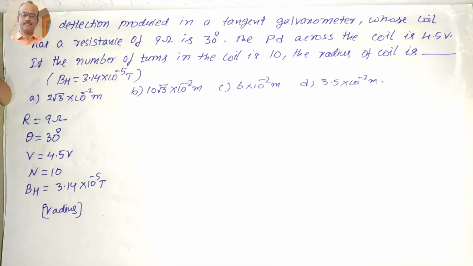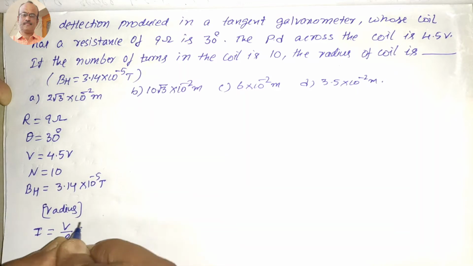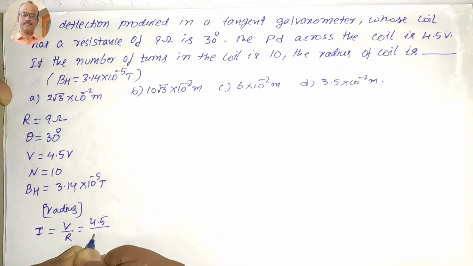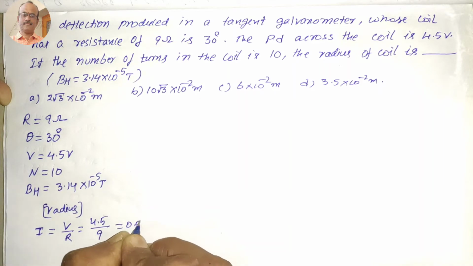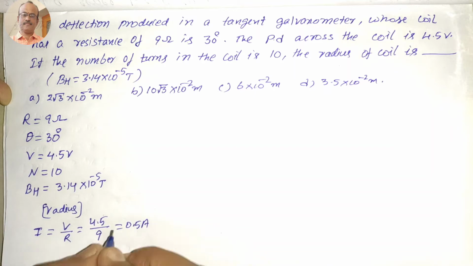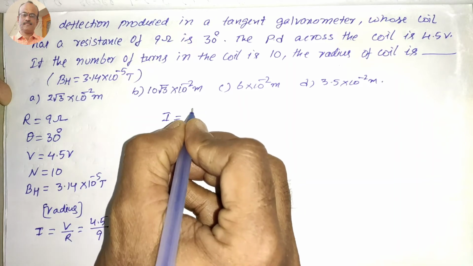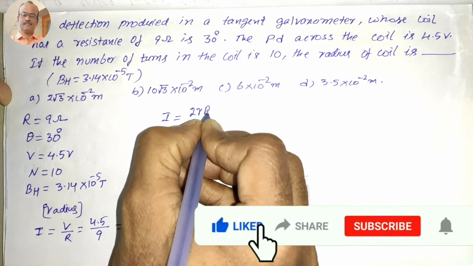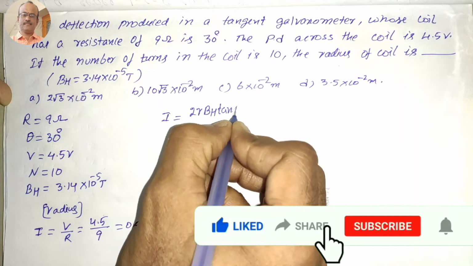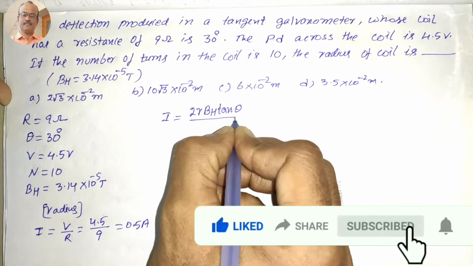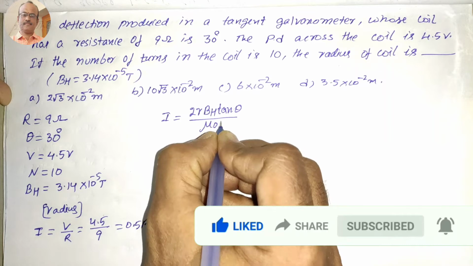To calculate the radius of the coil, first of all we will calculate the current. Current I is equal to V by R. V is 4.5 and resistance is 9. So 4.5 by 9 is equal to 0.5 amperes. Then we have the formula: current I is equal to 2 R BH tan theta, where theta is the deflection, divided by mu naught into N.